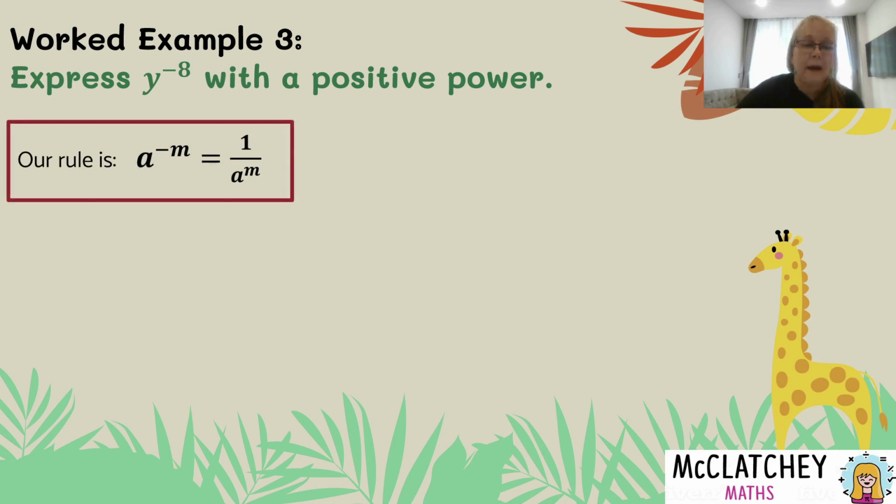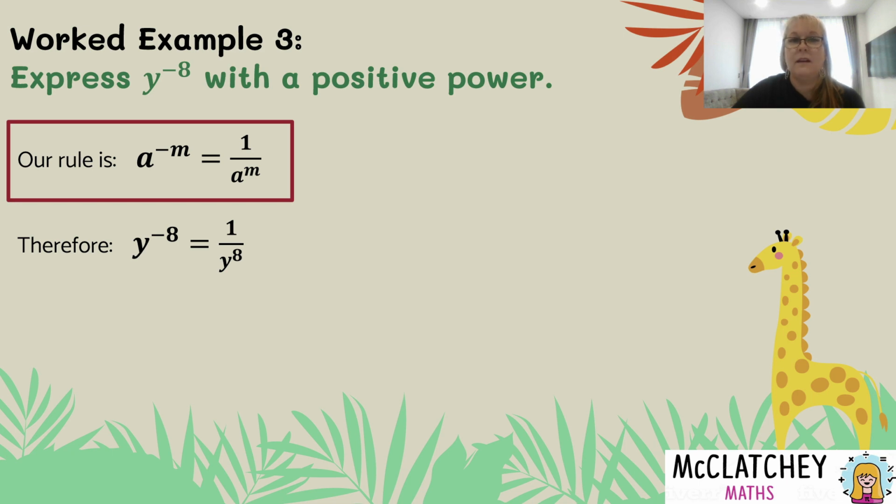So I've got this y to the power of negative 8. I've got to express that with a positive power. So what's going to happen here is this y is going to replace the a. So y is going to become part of a fraction. Y will go on the bottom. 8 will go on the denominator as well. No more negative powers. So it simply is 1 over y to the power of 8.